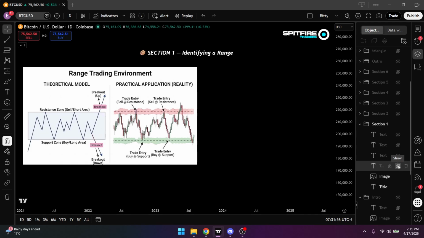Think of it like this. After a strong move, the market pauses. During this pause, buyers are taking profits, sellers are trying to push price down, and new positions are being built on both sides. This creates balance.